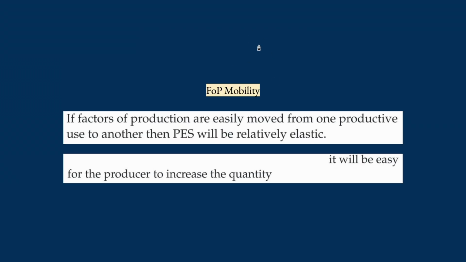This one is pretty straightforward, but FoP, or factor of production mobility. If factors of production are easily moved from one productive use to another, then PES will be relatively elastic, okay? This means that, for example, if I'm going back to my sewing machine example, if I work at like a clothing factory, let's say I make skirts and dresses and they both use the same amount of fabric and the same amounts of machinery and take the same amount of time, okay?